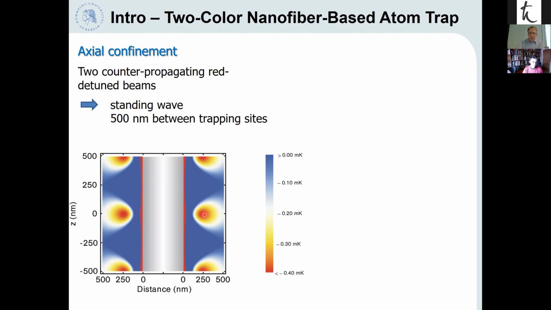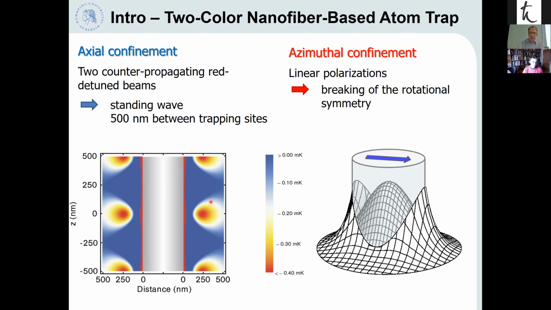So now in addition we can obtain azimuthal confinement, so around the nanofiber, and this is achieved by taking advantage of the dependence of the intensity of the evanescent light field outside of the nanofiber on the polarization of the light field. If you launch a linearly polarized light field into the nanofiber, then the evanescent field intensity in the plane of polarization is about 3 times higher than in the plane orthogonal to that direction.